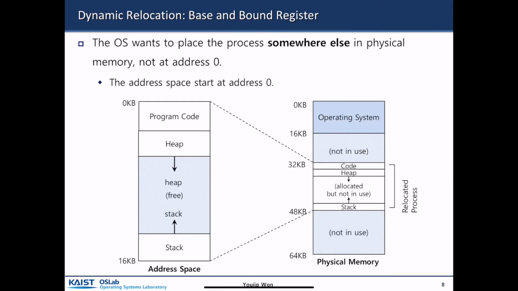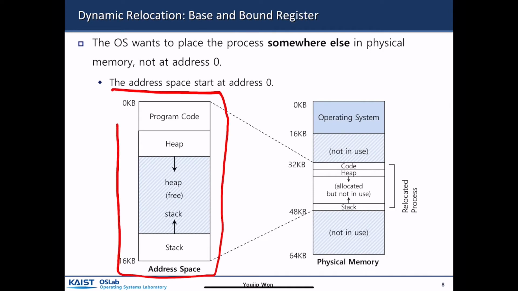Okay, however, these are the virtual address space we executed in the previous slide. And this is physical memory. Let's assume that the computer has 64 kilobytes of DRAM. When the operating system first creates the process, it has to allocate the address space for this process. This process contains a code segment, heap segment, and stack segment.